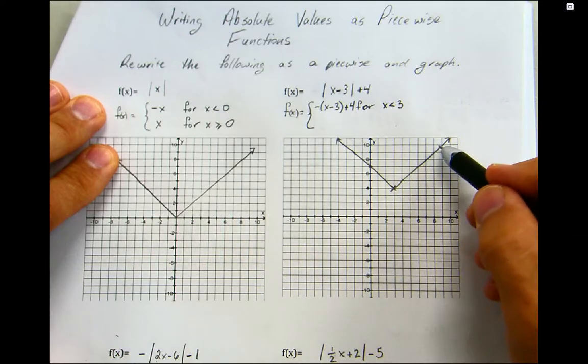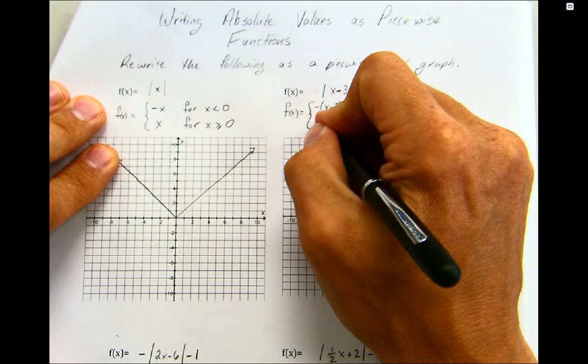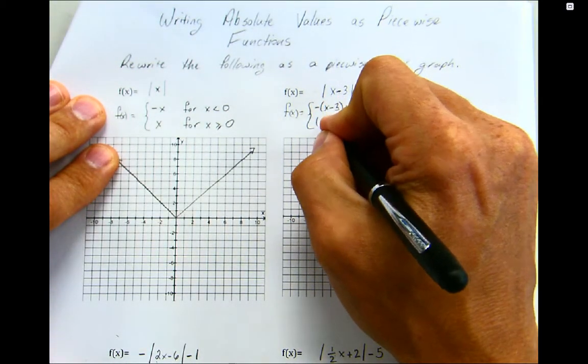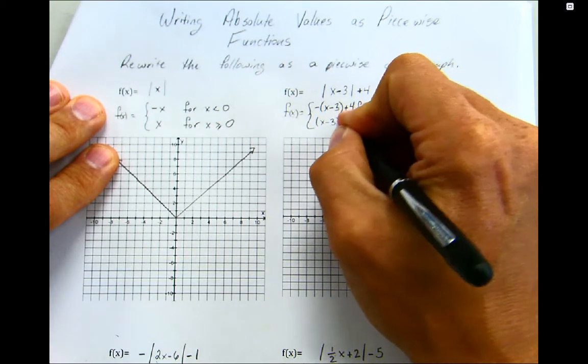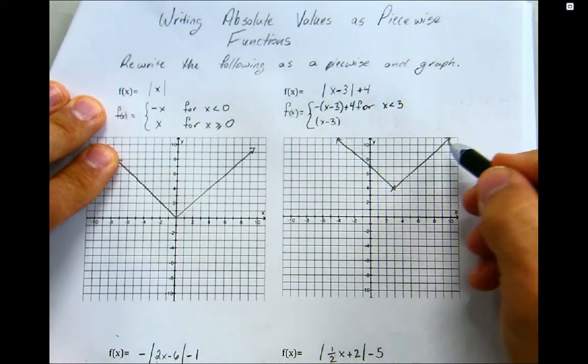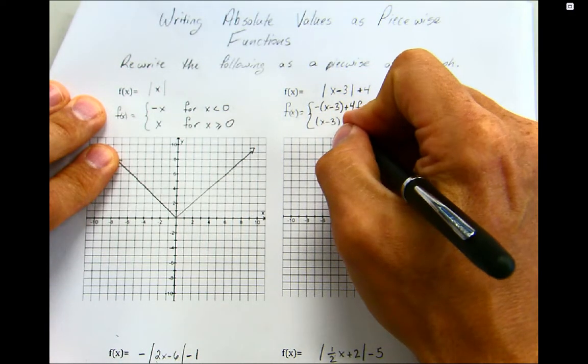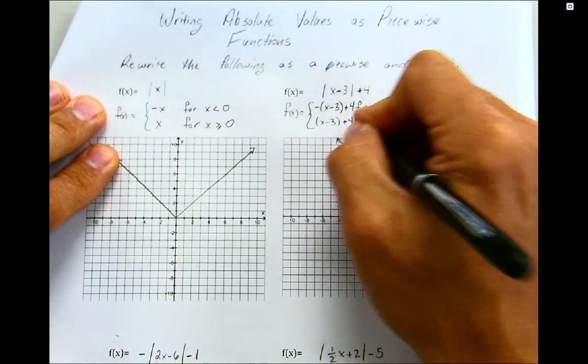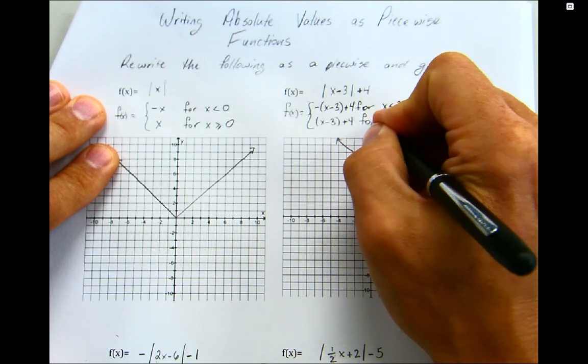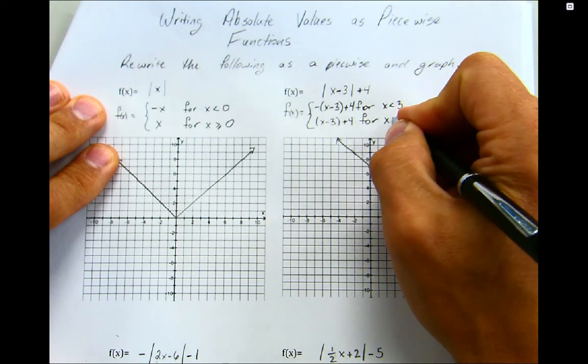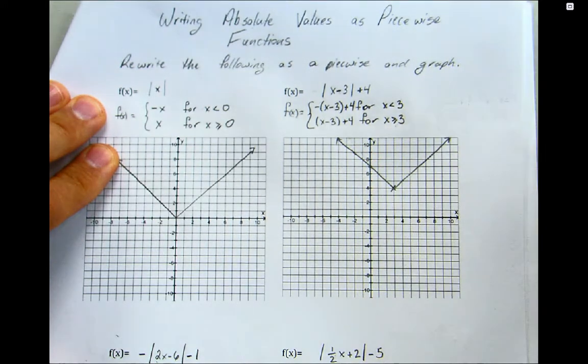So on the right hand side, it's even easier. I just take the horizontal translation, keep it the same, no negative now, right? Because this is the positive side of the absolute value, and it's been translated up 4, and I'm going to see that for all of x greater than or equal to 3.